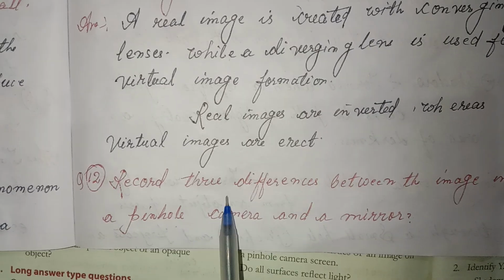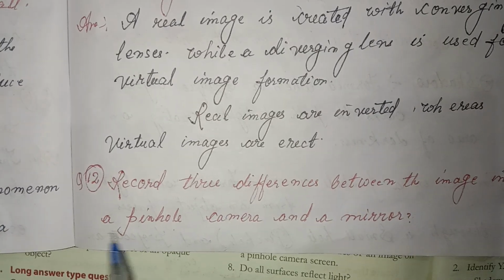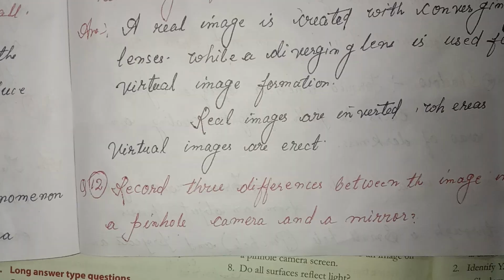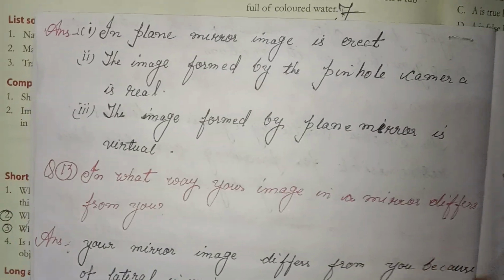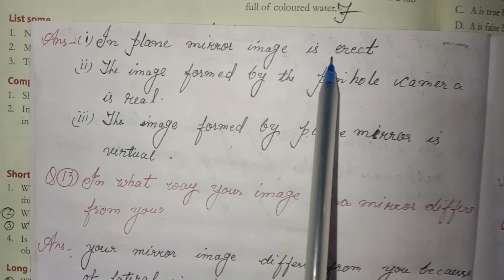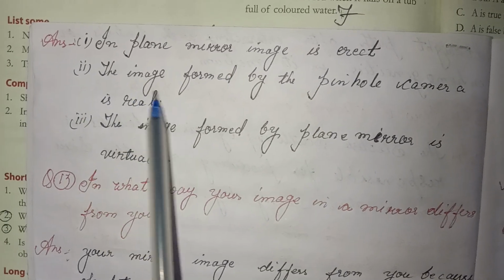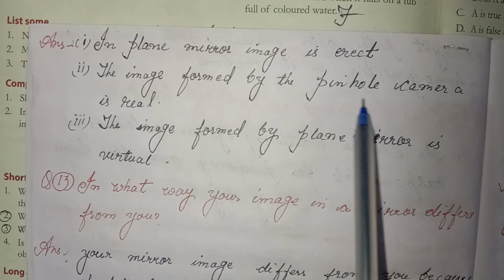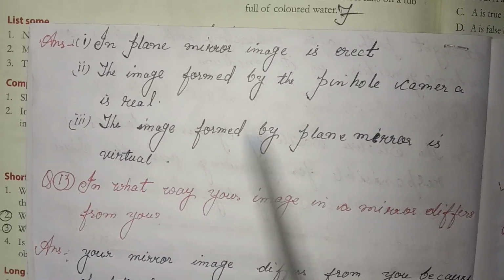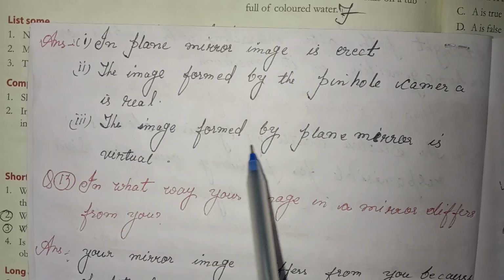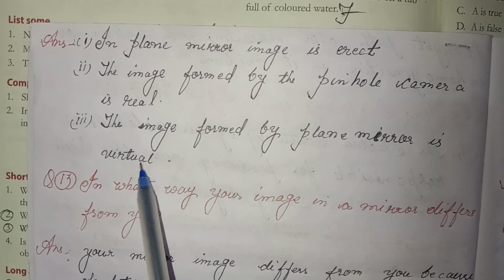Twelfth, write three differences between the image in a pinhole camera and a mirror. Answer, in a plane mirror the image is erect. Second, the image formed by the pinhole camera is real. Third, the image formed by a plane mirror is virtual.